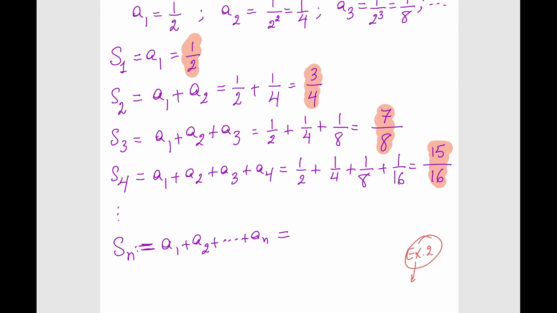And according to example 2, a good guess would be that this is actually (2 to the power n minus 1) over 2 to the power n, which we simplified to be 1 minus 1 over 2n. Correct? Again, this is a guess. Why this is for sure correct, you're going to see in a future section. Okay?